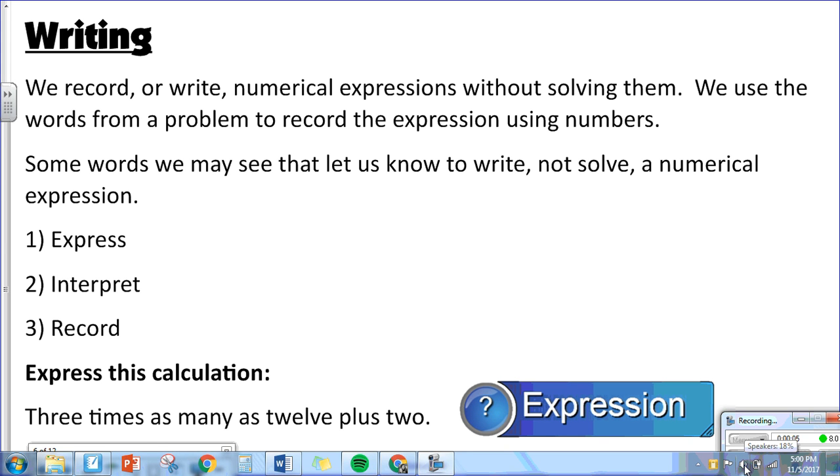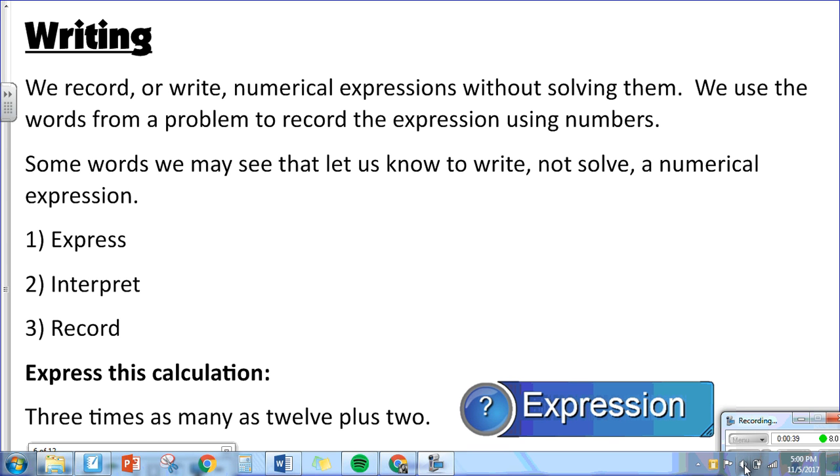Okay, so the standard that we're working with now is 50A2. And what that standard tells us is that we need to be able to work with expressions in different ways. We need to be able to write them, and we need to be able to evaluate them, and those mean two different things. So if we're doing a problem and we need to write a numerical expression, then that means we don't necessarily need to solve them.